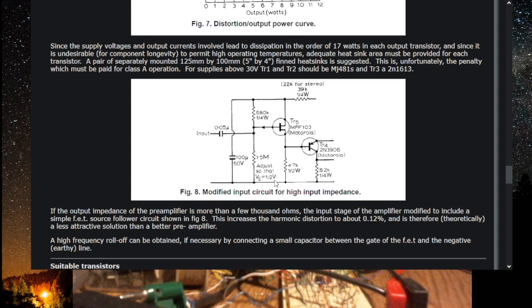Adjust so that VE is, what is that? 1/2 V, I think. Oh, and they're using a 3906 on the output. I wonder, why would they put a 3906 there? Why would they put a 3906 there?